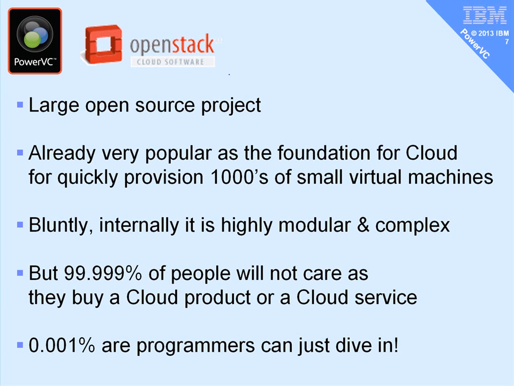Now, the vast bulk of people, 99.999% of people in the world, do not care. They'll be buying a cloud product from IBM or any of the other big players that are using OpenStack, like Amazon and Google and Rackspace, and there's a whole bunch of others in there. Or they just want a cloud service. They'll just buy it on the internet and get access that way. If you're a programmer, one of those 0.01% of people, a programmer like me, then you can just dive in. You can see the entire thing, and you can spend your lifetime hacking out code to improve this product, which is really good.